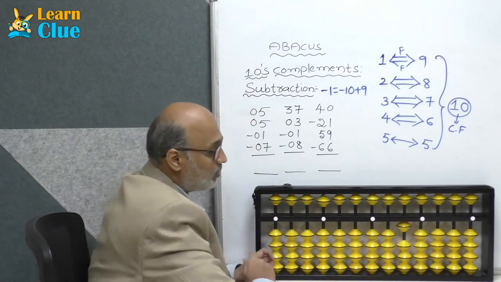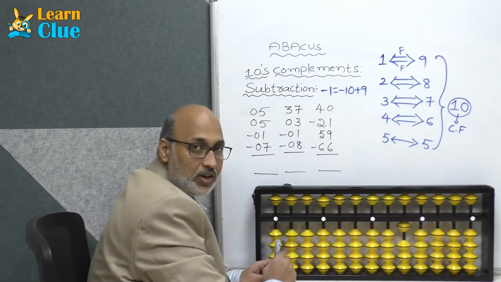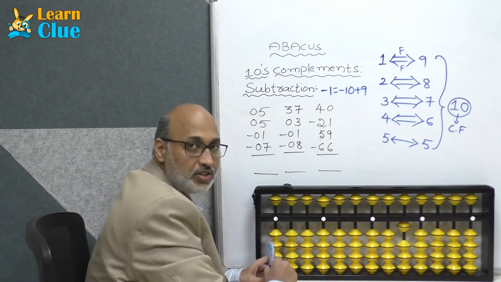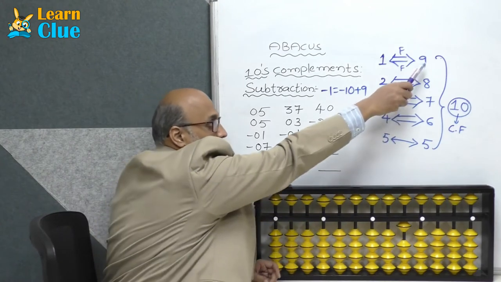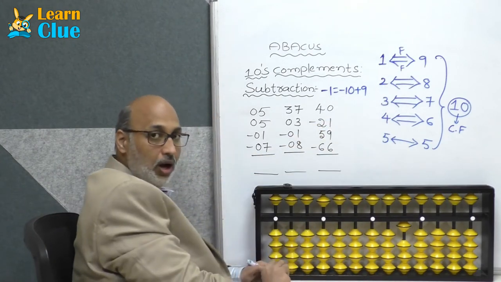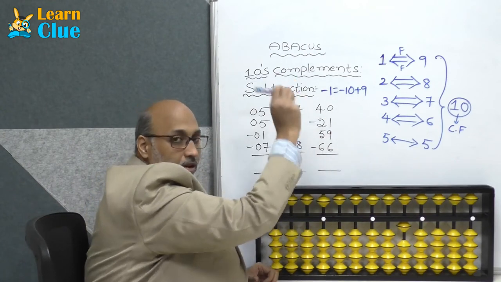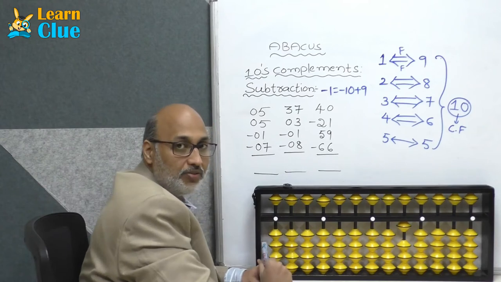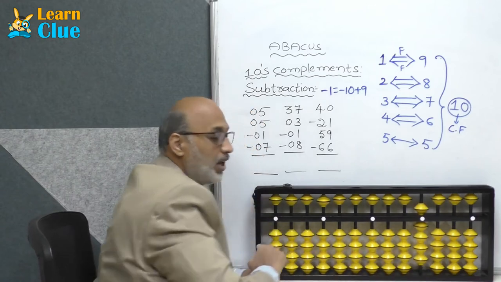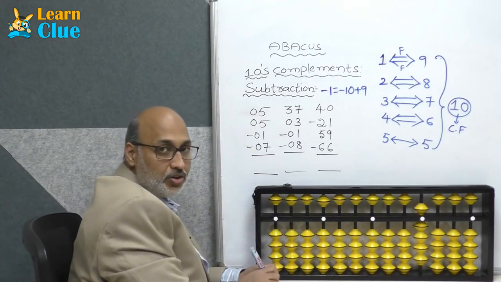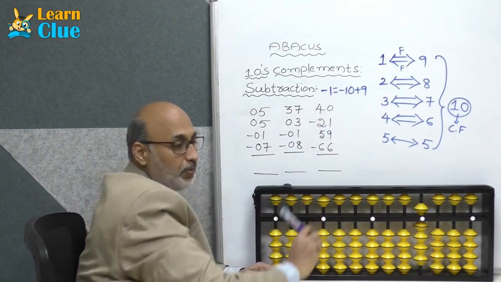Now they are asking minus 1. Do we have beads to subtract 1? No, in 1's place there are no beads. So we are facing a problem in subtraction of 1. Who is the friend of 1? 9. The friend of 1 is 9. So how is the 9 going to help? By getting addition, along with the common friend. Who is the common friend? 10. So minus 10 plus 9. For subtraction of 1 technique, you have to do first minus 10, then plus 9.